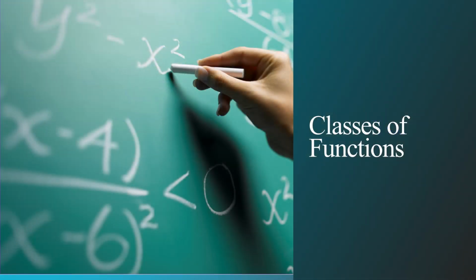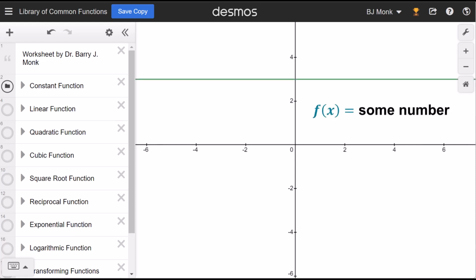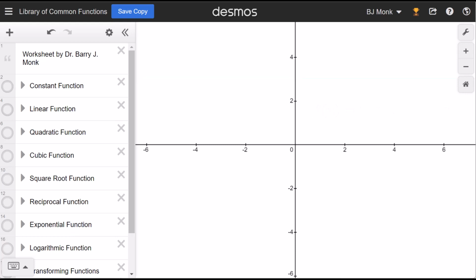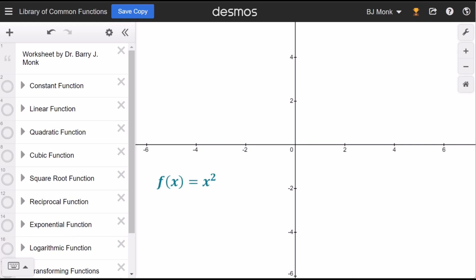Okay, now I'm going to click over into Desmos to take a look at several different classes of functions. A constant function is in the form f of x equals some number. The graph here is a horizontal line. Let's consider a linear function. The graph of f of x equals x is a line going through the origin with slope 1. The graph of f of x equals x squared is a parabola. Consider the graph of f of x equals x cubed, which is a cubic function.